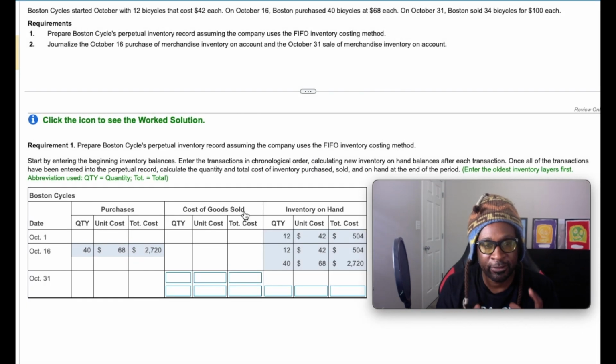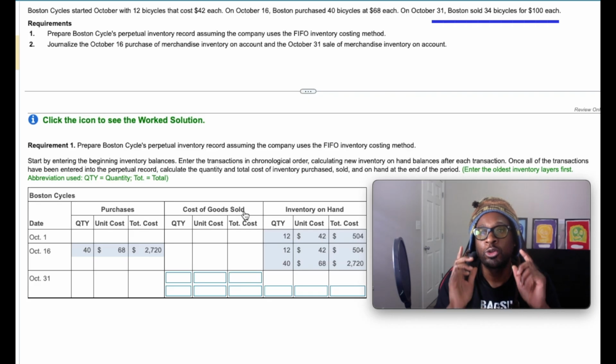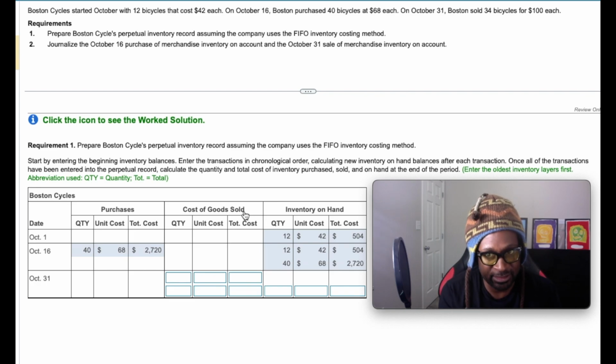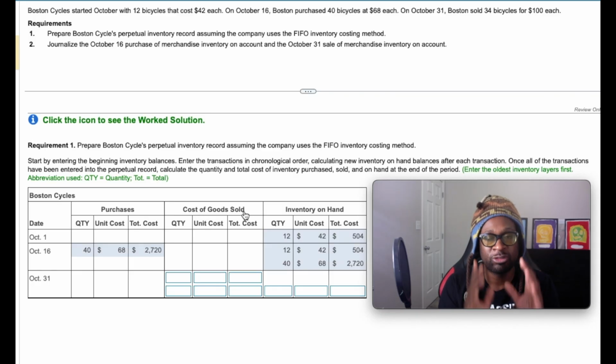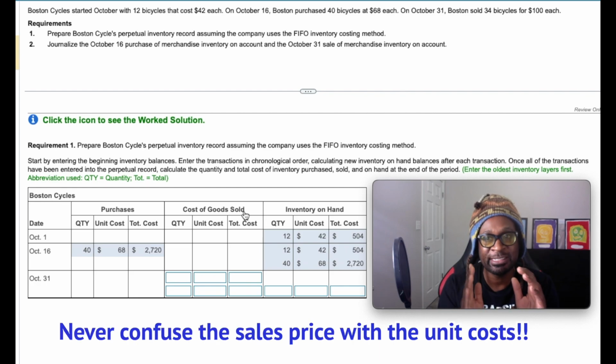Now we're going to account for the October 30th transaction. And we saw on October 30th, we sold 34 bicycles for $100 each. Now here's the deal, gang. We are counting for the cost of the inventory, not the selling price. So don't get confused. Yes, we made a sale of 34 bicycles at $100 each, but we will not be concerned with the $100 selling price. We're concerned with the cost of those 34 bicycles.